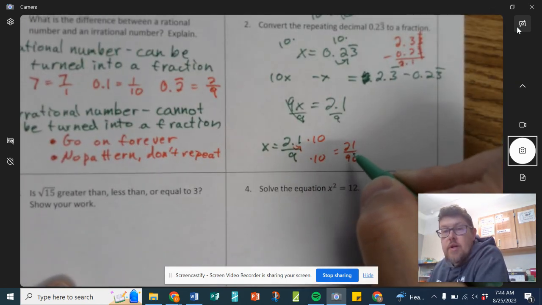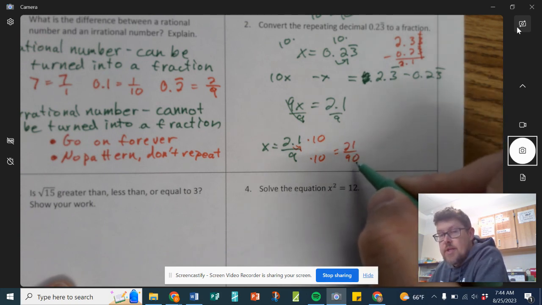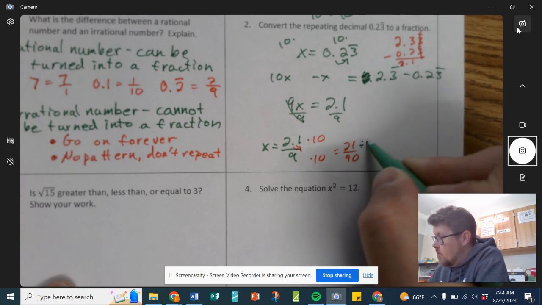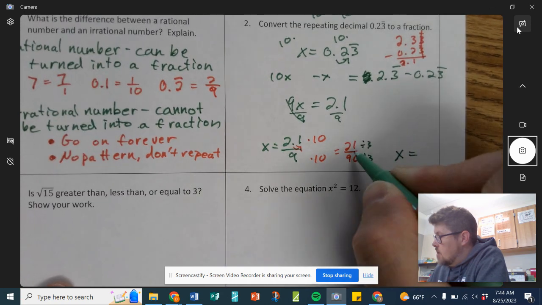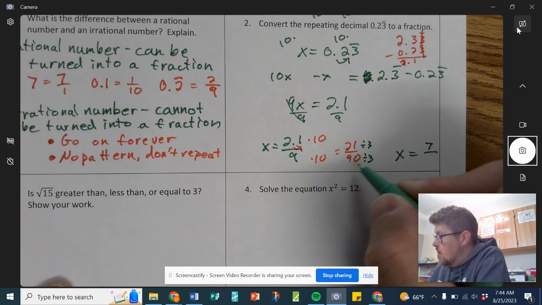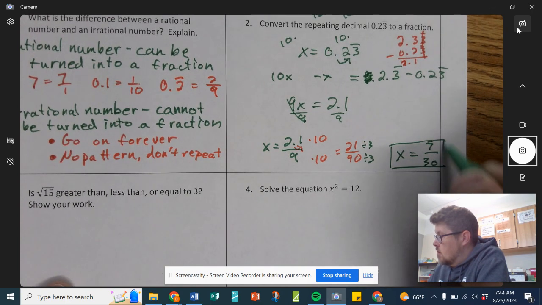Numbers that go into 21 are 1 and 21. Those aren't going to help us, but 3 and 7 also go into 21, right? But 7 doesn't go into 90, but 3 does. So we'll divide by 3 here and here. And so our answer becomes 21 divided by 3 is 7, and 90 divided by 3 is 30. There you go.